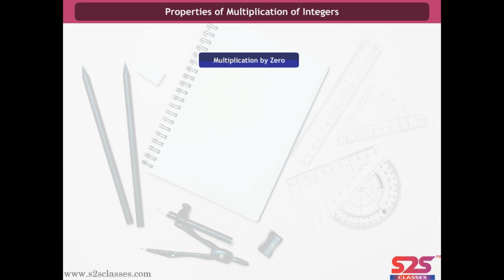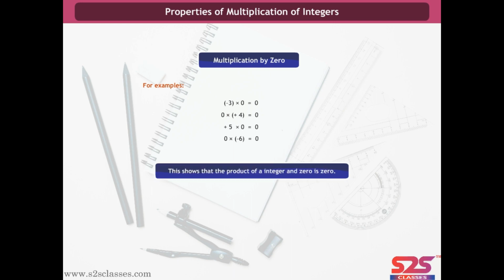Multiplication by 0. We know that any whole number when multiplied by 0 gives 0. Let us look at examples. For example, -3 × 0 is equal to 0. 0 × +4 is equal to 0. +5 × 0 is equal to 0. 0 × -6 is equal to 0. This shows that the product of an integer and 0 is 0. A × 0 is equal to 0 × A is equal to 0.